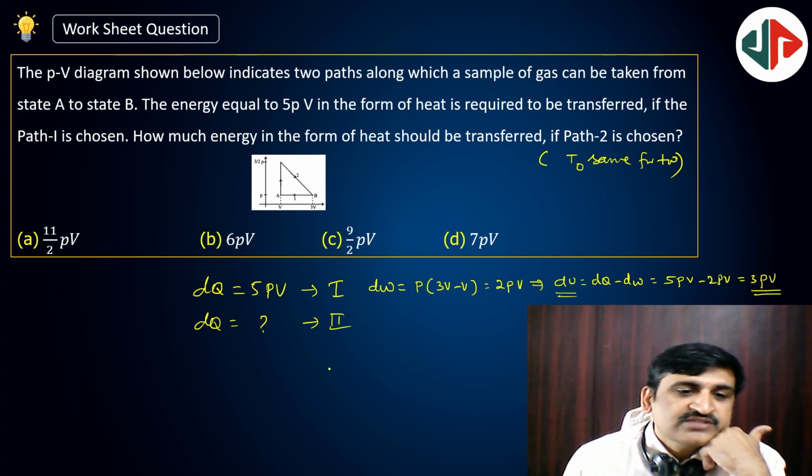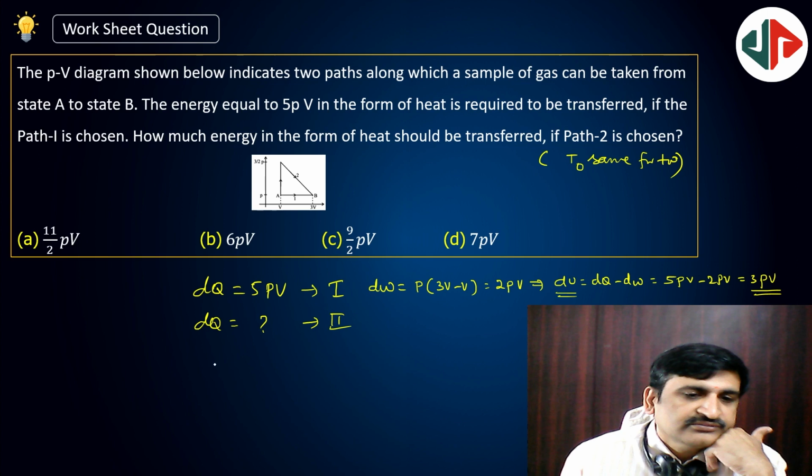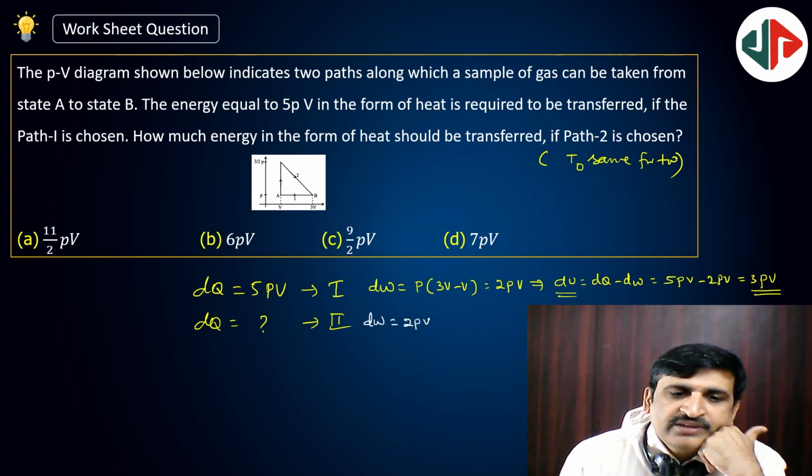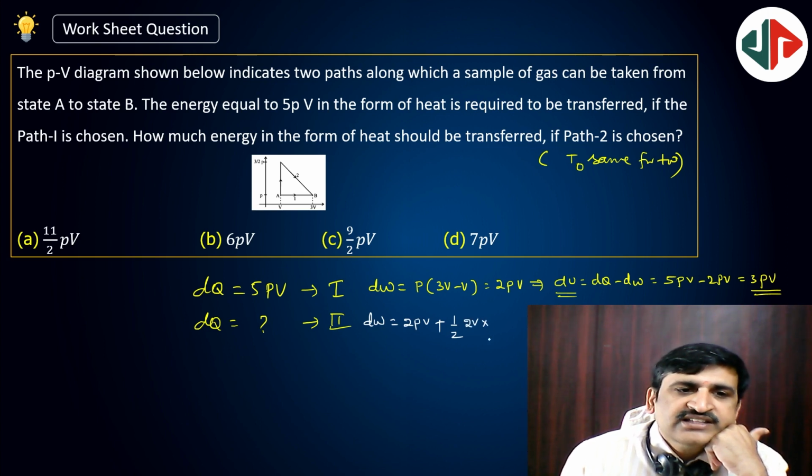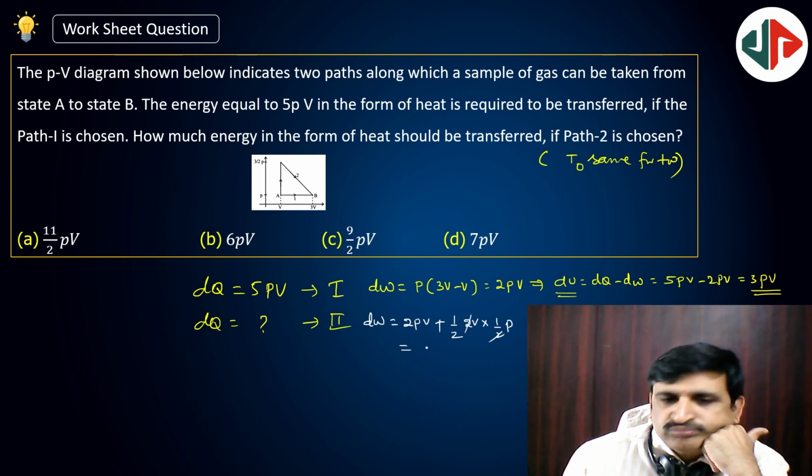In the second process, what is the work done? In the second process, the work done is equal to this work done 2PV plus the triangle area. Triangle area is half into base, which is 2V, into height, which is 3 by 2 P minus P, that is 1 by 2 P. So 2 will go, it is PV by 2. 2 2s are 4 plus 1, 5 by 2 PV. This is dW.